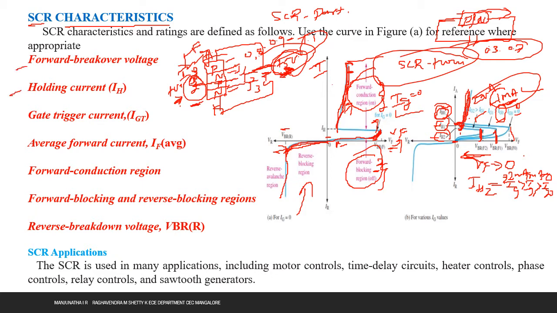I'll give the explanation for different terms here: forward breakover voltage, holding current, gate triggering current, average forward current, and so on. Here I'll give the clear explanation for holding current. So now I shall start giving the explanation for the different terms. I'll start with the forward breakover voltage.